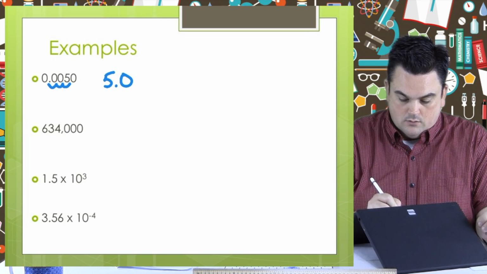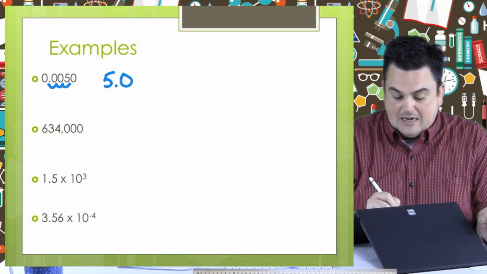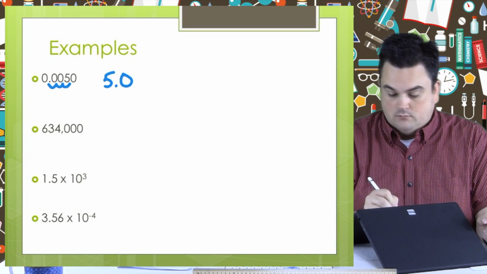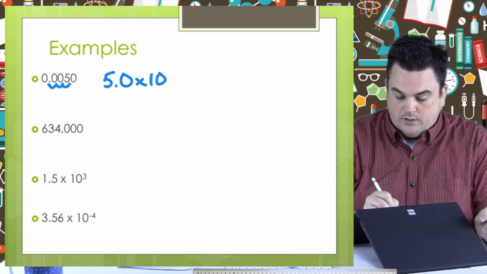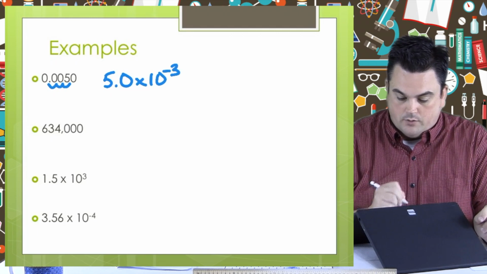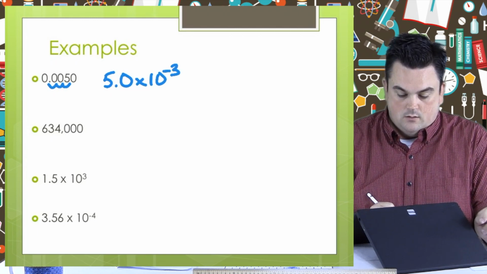So what kind of exponent are we going to need for it? We're going to need a negative exponent to make it look smaller. All right, now it looks like you moved it over 3 to the right. I did, so it's going to be a 10 to the negative 3. Good, we're in scientific notation. Let's look at the next one.